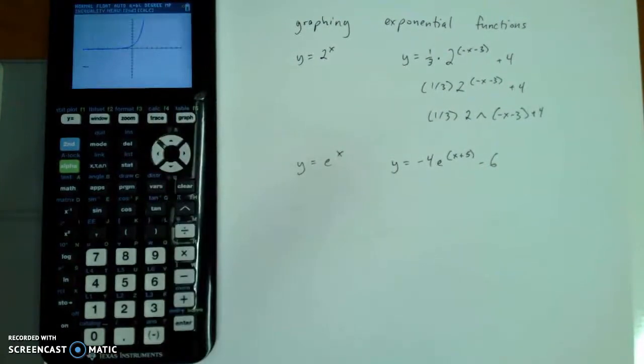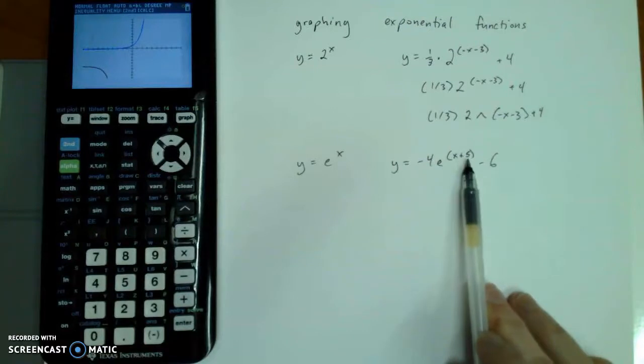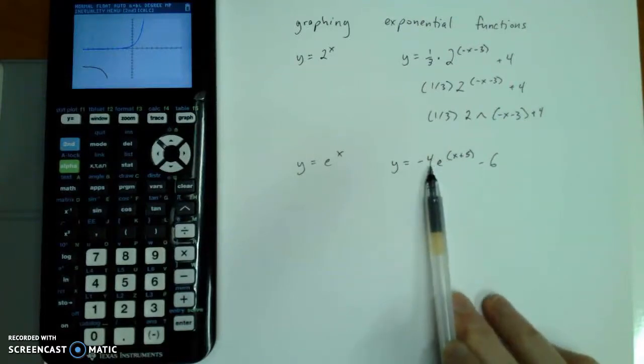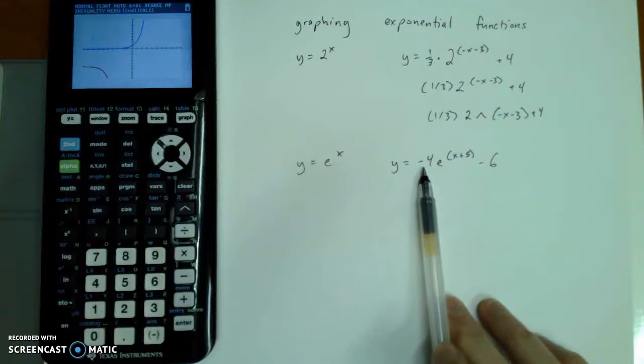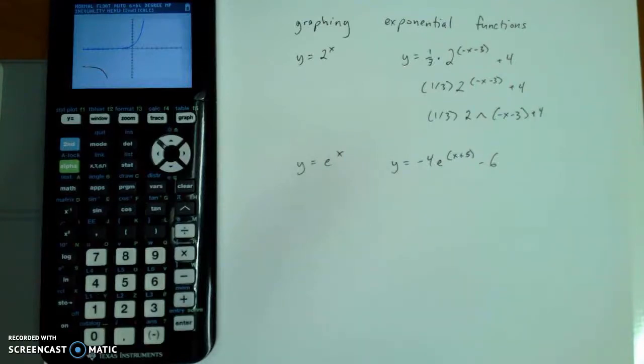And let's hit graph. So there's my base graph, and here's my new one down here. I've gone down 6, I've gone left 5, I've stretched by 4, and that negative, I've flipped it over the x-axis. But again, as long as you type things in correctly, the calculator should always correctly give you the right graph.